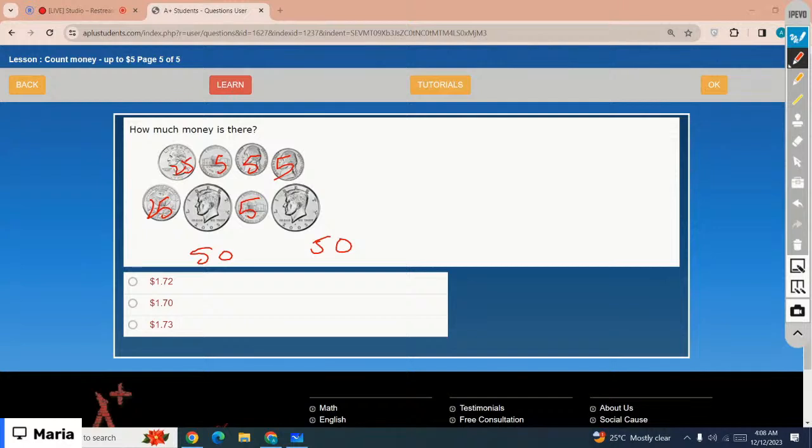So when you add together, they all make, which is the correct option? They all make $1.70, right? So the correct option is $1.70.